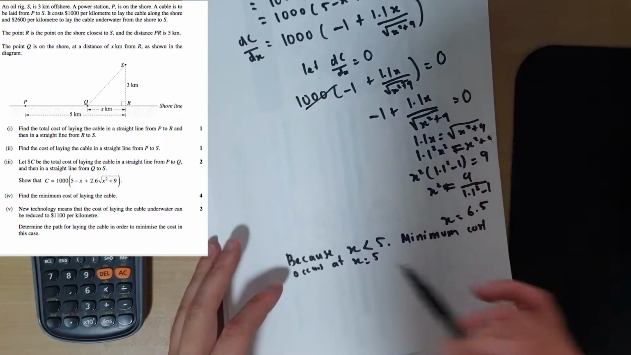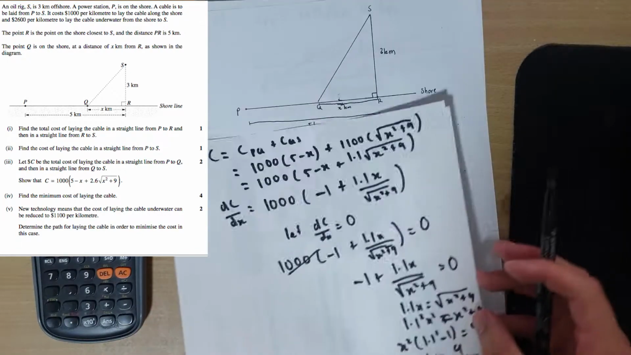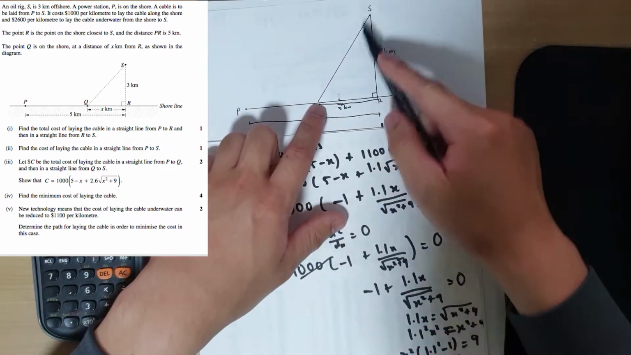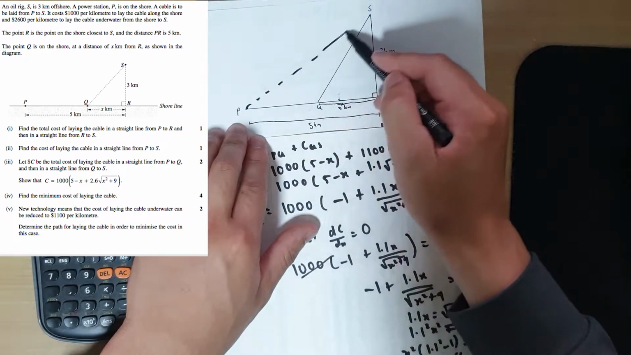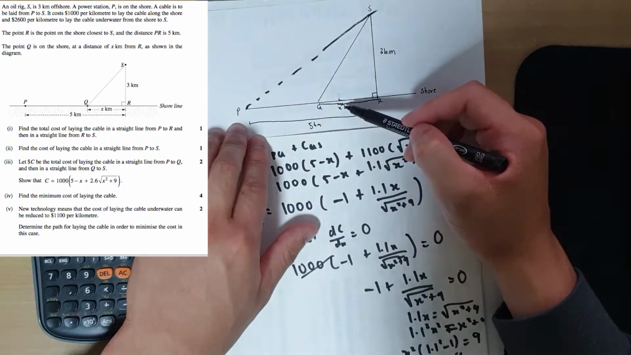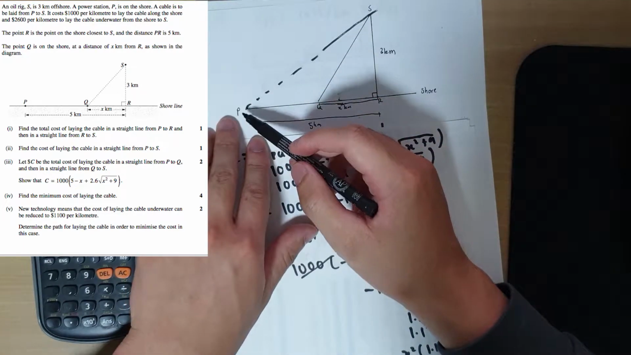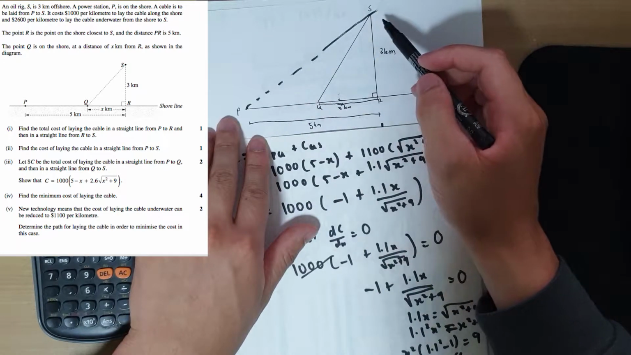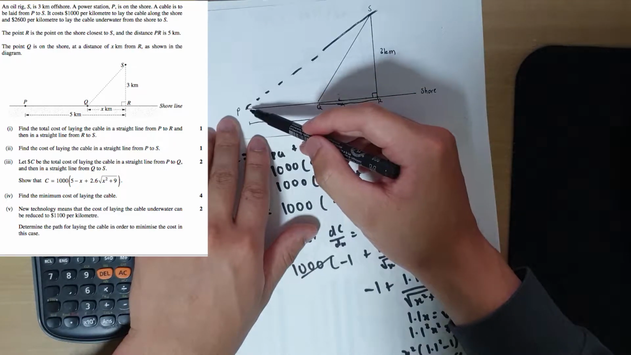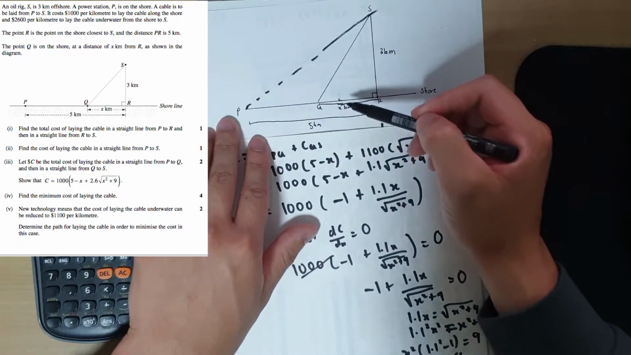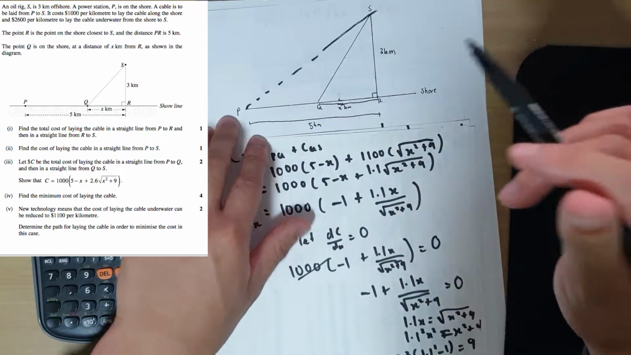So, knowing that our minimum cost occurs at x equals 5, what does it actually mean? When x equals 5, this line out here doesn't go out to here anymore. It goes all the way out to here. And what does that mean? That means our minimum cost actually is laying the cable from P to S without any bends. Because for example, if x was 4 here, our cost of laying the cable would be going to here and then upwards. But because x equals 5, to minimize the cost, it'd just be going from P straight to S.